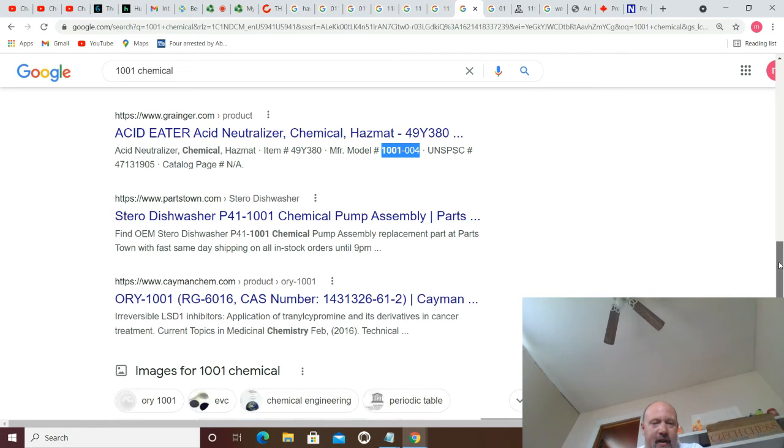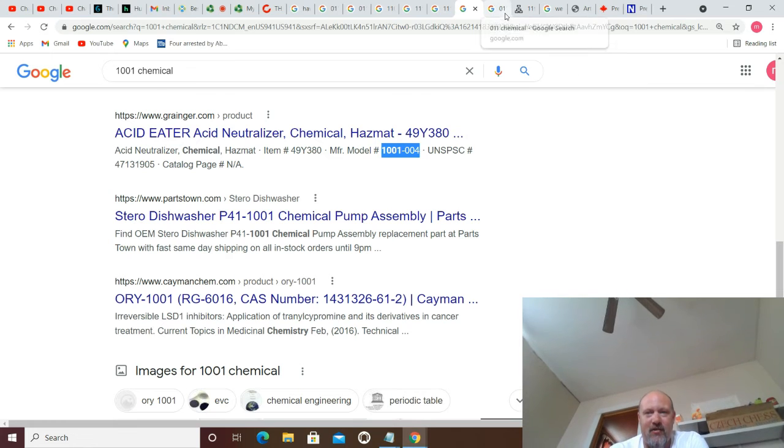Here's ORY-1001. That's from Cayman Chemicals. Medicinal Chemistry. So, yeah, there you go. Medicinal chemistry, right? So you got a few things there, but if you move on from that, you have 011.